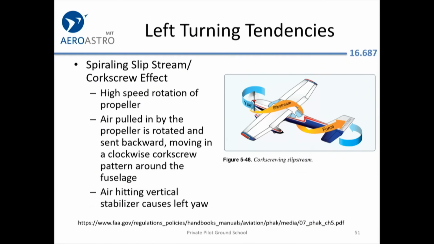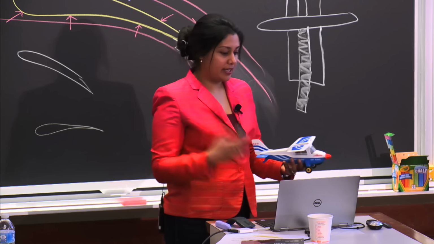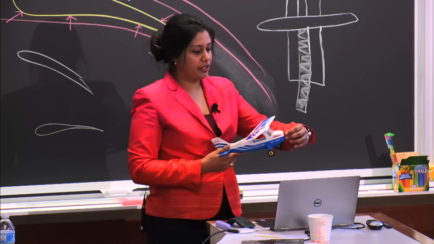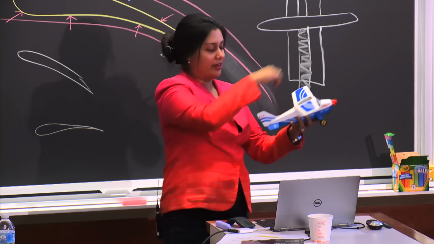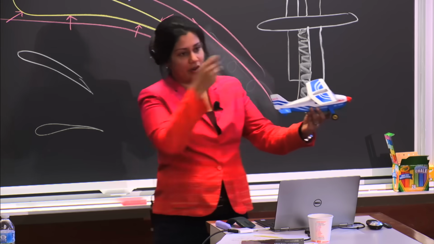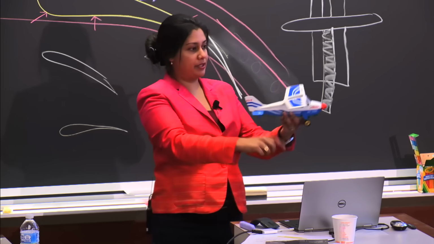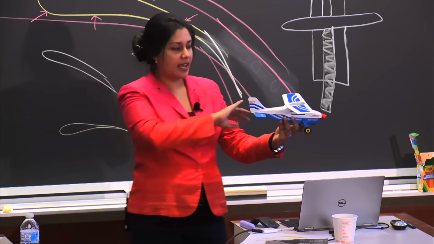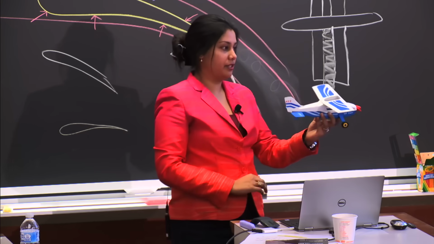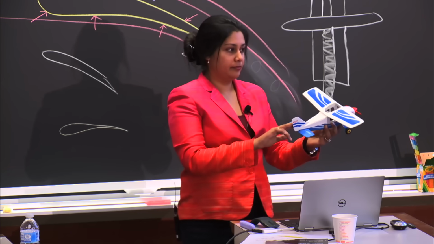Another one is called the corkscrew effect. Sometimes it's called slipstream or spiraling slipstream. It has to do with the fact that the propeller, remember, is just like a wing that's spinning around. It's pushing the air back, and since the propeller is spinning around, the air coming back from the propeller is spinning around the airplane. As it spins around, when it comes up to the back, it pushes on the vertical stabilizer, that tail piece, and causes the plane also to do a left yaw. Does that make sense?